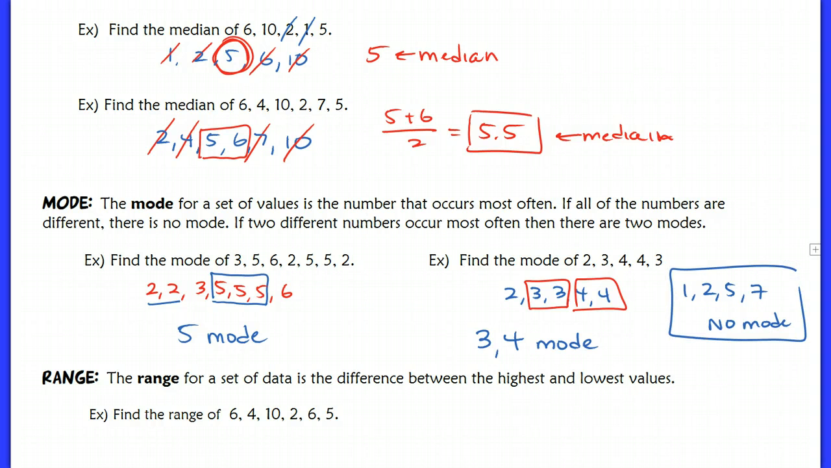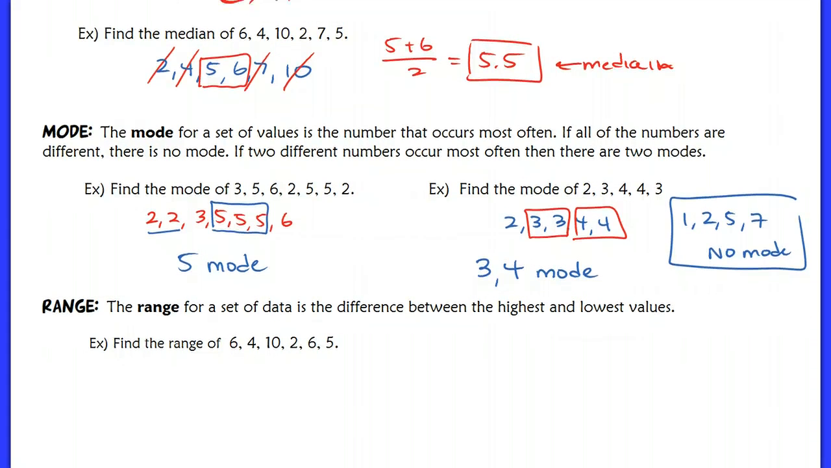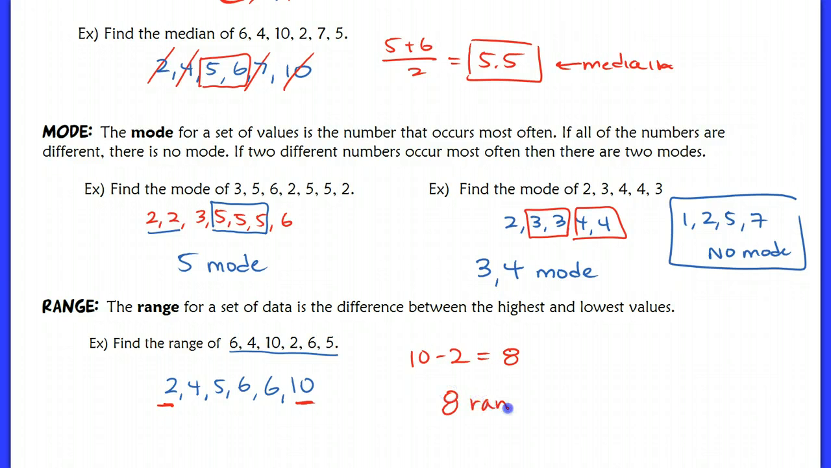Okay? The last topic here to review is the range. The range for a set of data is the difference between the highest and the lowest value. So I'm going to rearrange this set of numbers here from lowest to highest. 2, 4, 5, 6, then 6 again, and 10. And what I'm going to do is take the smallest and the highest numbers, and find the difference. So 10 minus 2 gives me 8. So 8 is the range for this set of data.